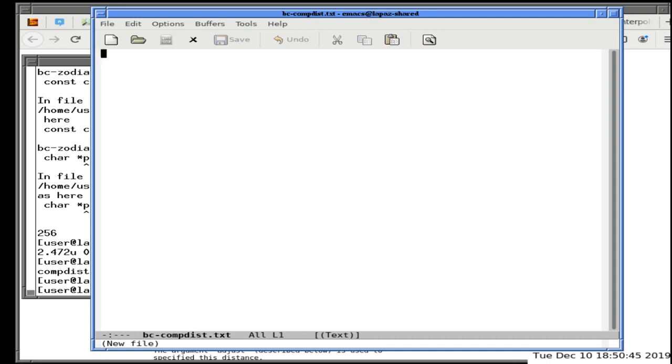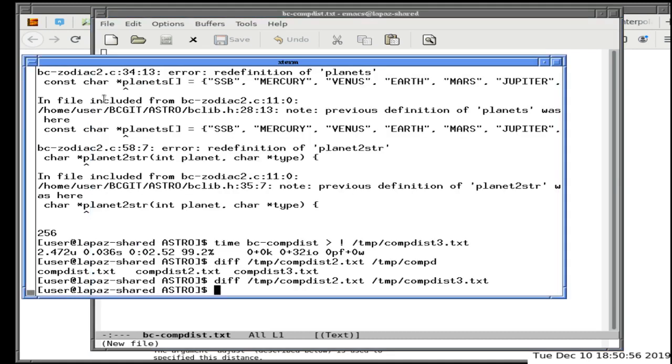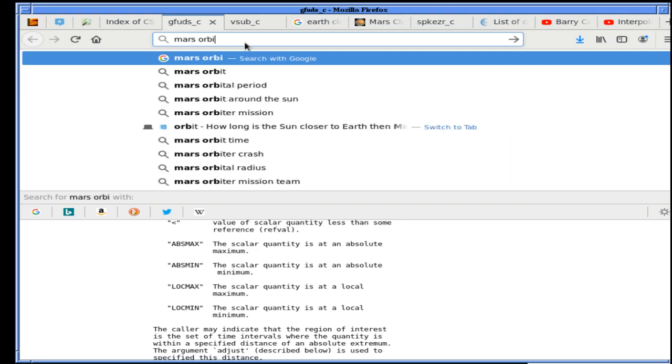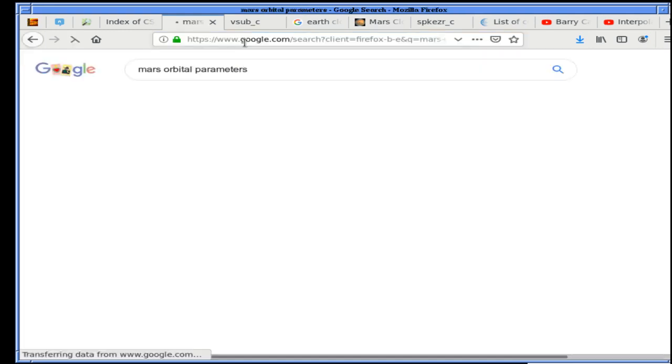So the one thing that we need to talk about is the inclination of Mars. We're going to look at that. We're going to see why that's important. So let's go ahead and do that. Let's figure out what the inclination of Mars is. By figure out, I mean Google. Orbital parameters. We could also have just said inclination.